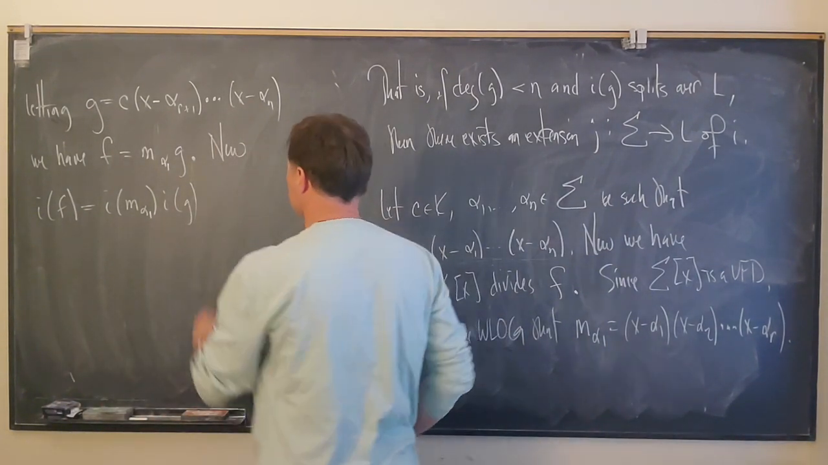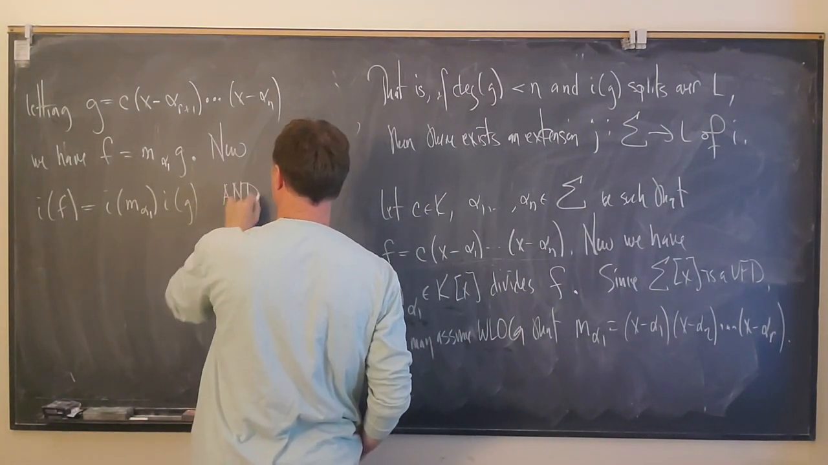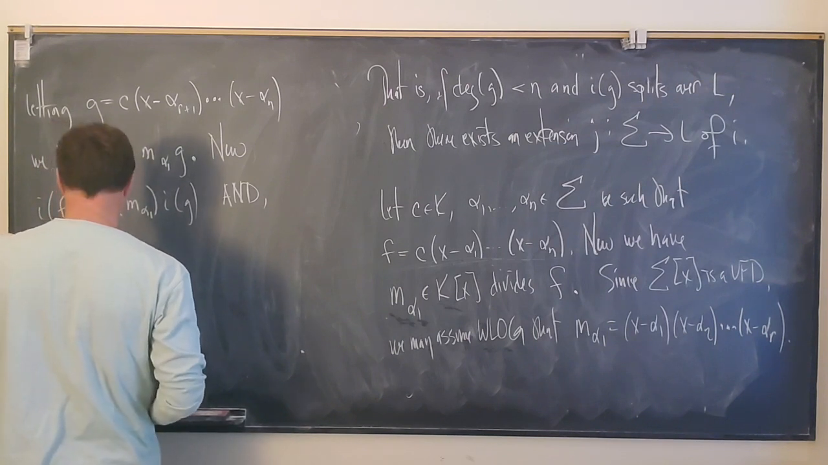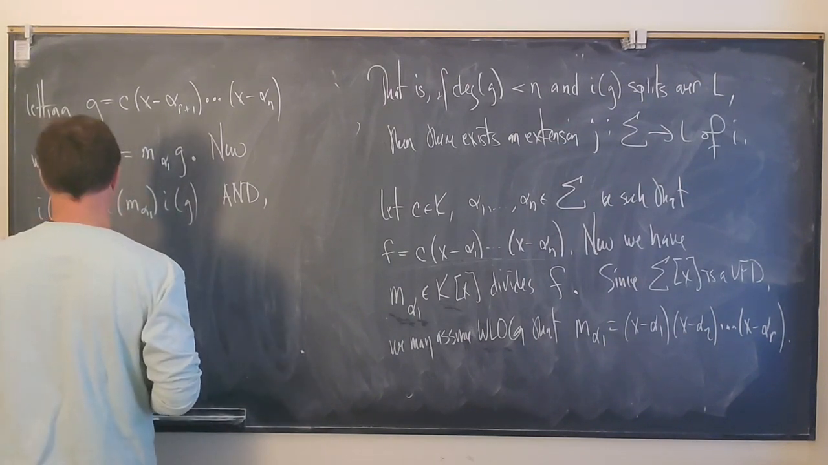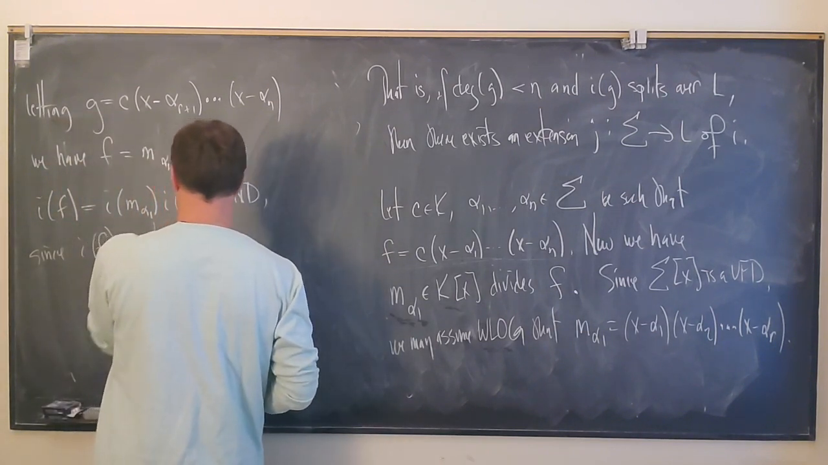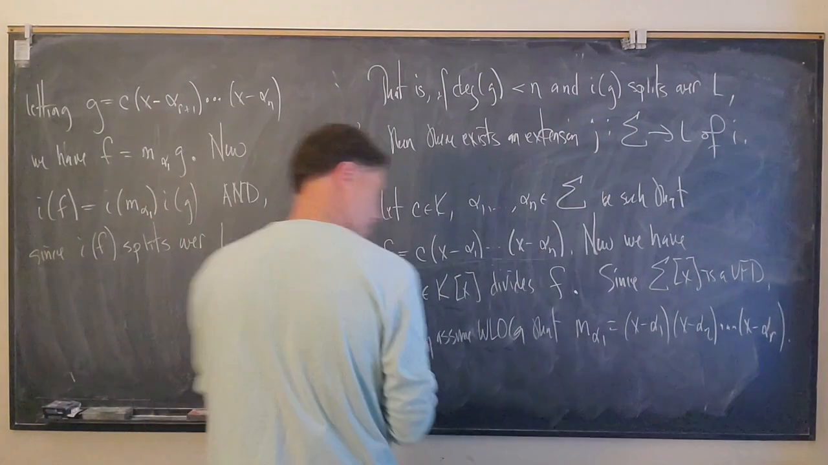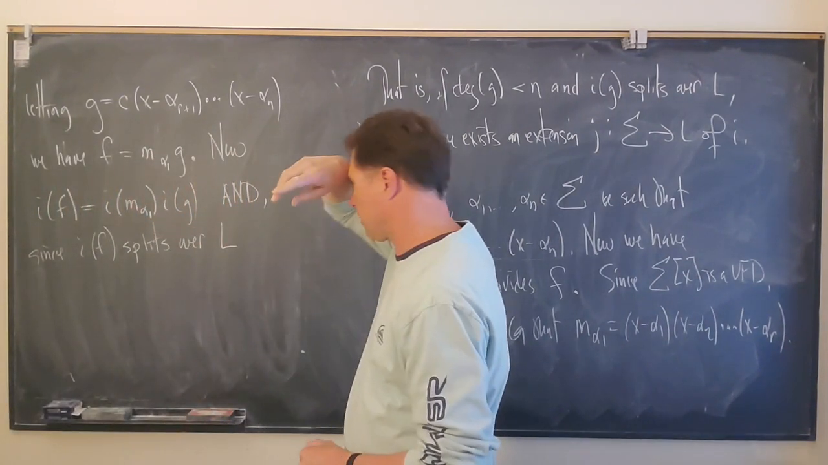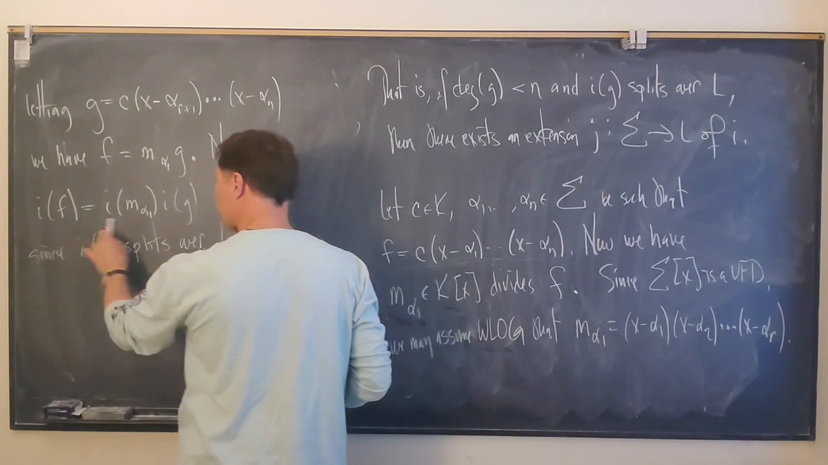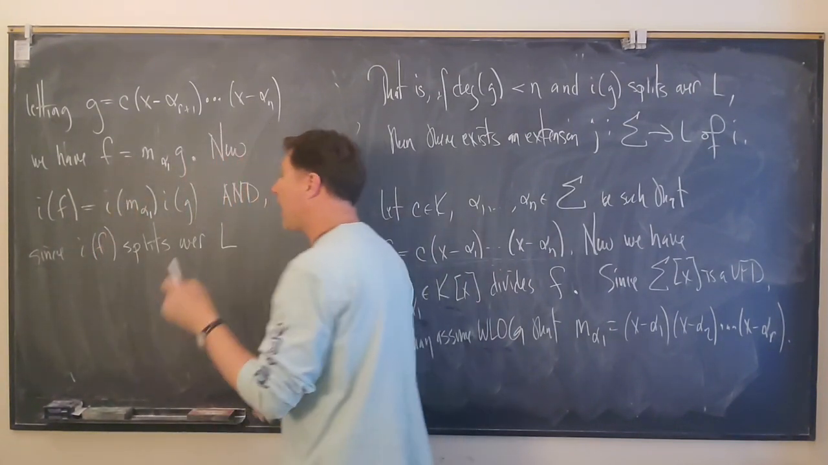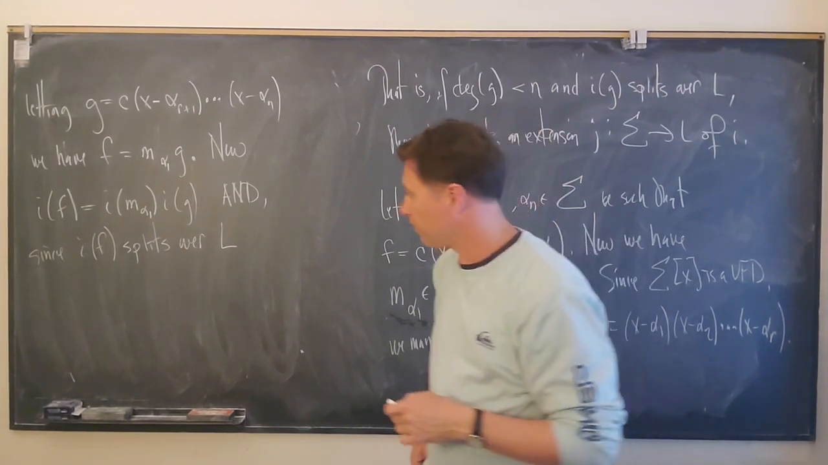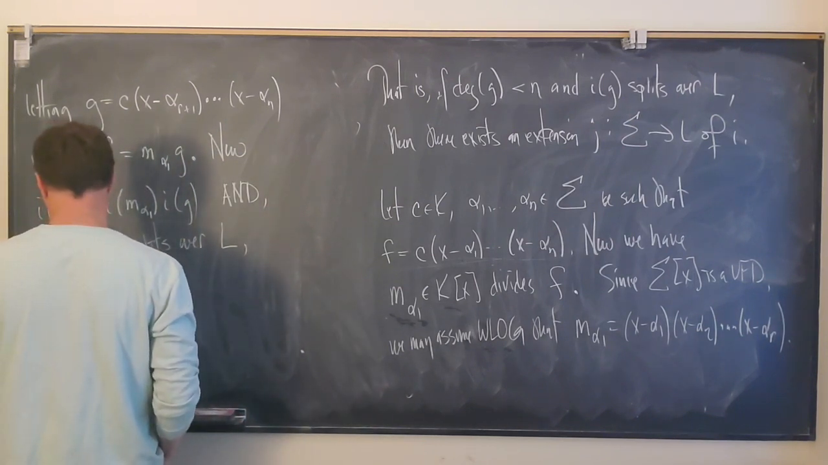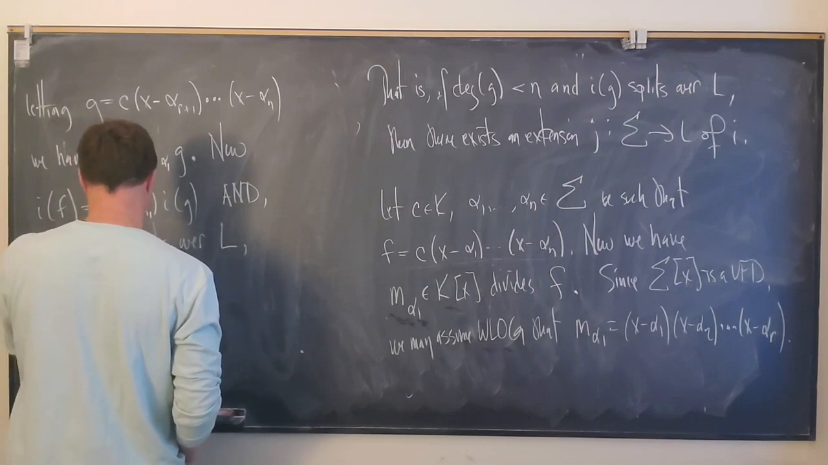Right. So since our assumption is that I of f splits over L, if I of f splits, that means that this product right here splits, and that tells us that I of m sub alpha 1 splits over L. Since I of f splits over L, so does I of m sub alpha 1.